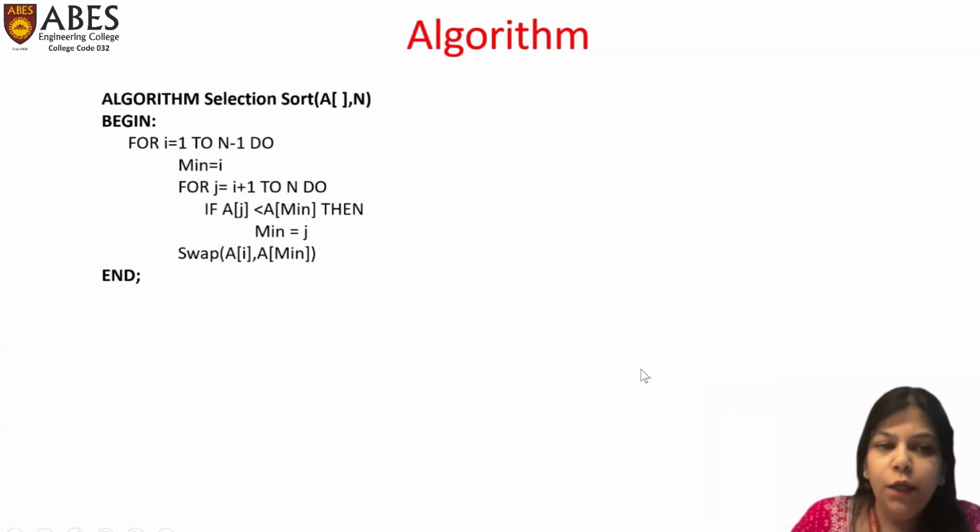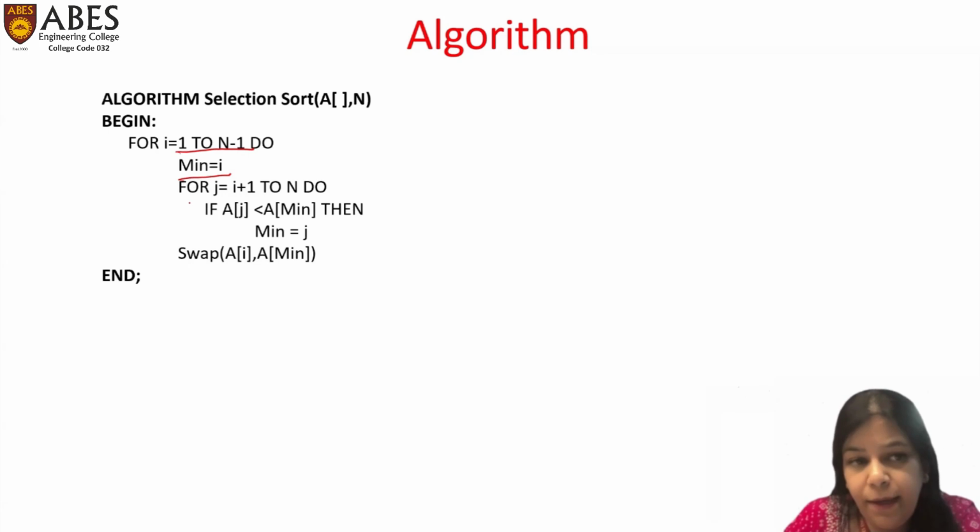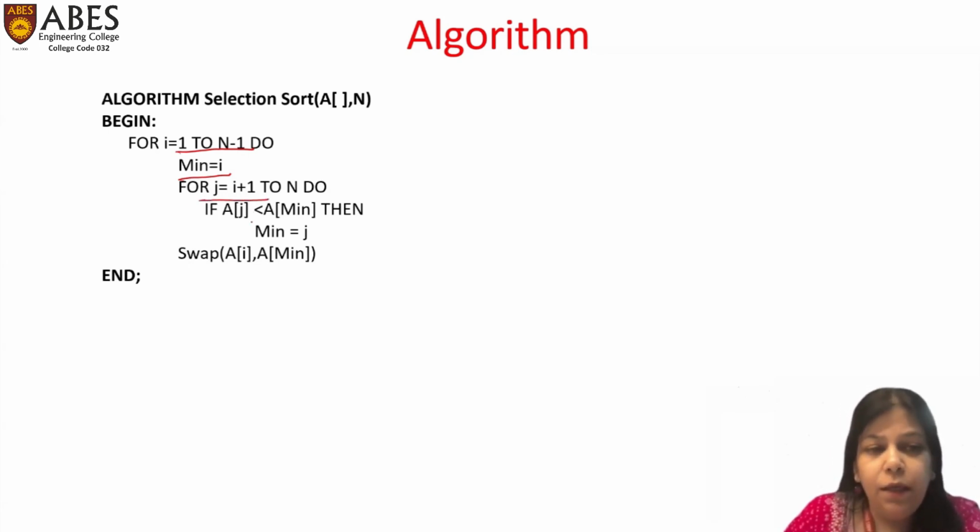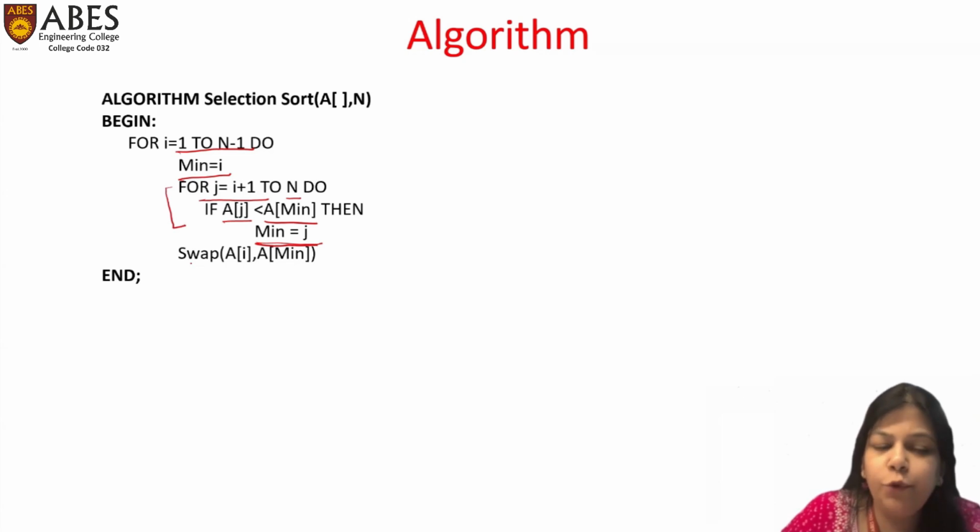I will start from 1 to n minus 1. Minimum will take up the value of I every time. And then J will start from the next element because we have to find the minimum in the unsorted part. So J will be from I plus 1 to n. And every time if we get A[J] having a lesser value than A[minimum], then minimum will change to the index of that value. So minimum will be equal to J. And when we come out of this for loop, we have to swap A[I] with A[minimum].